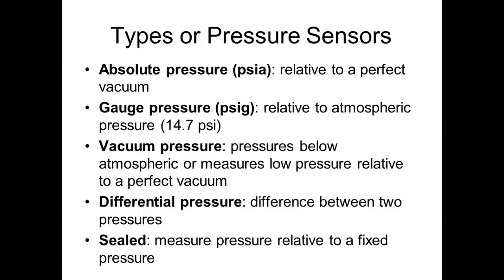Then we have vacuum. Anything below atmospheric pressure would be considered a vacuum. A differential pressure, this is the pressure between two differences. Then you have seal pressure, this is relative to fixed pressure. Y'all understand that? Is everybody okay? Any questions?